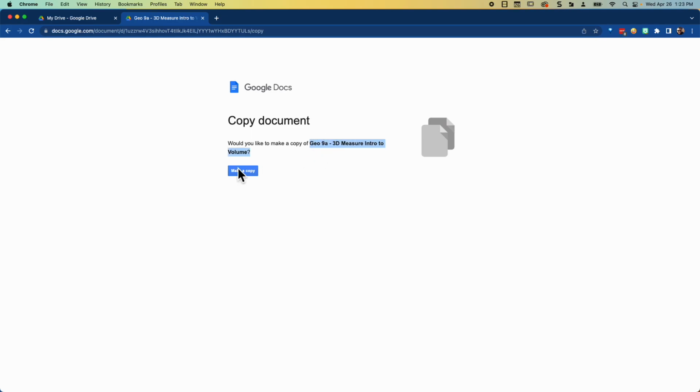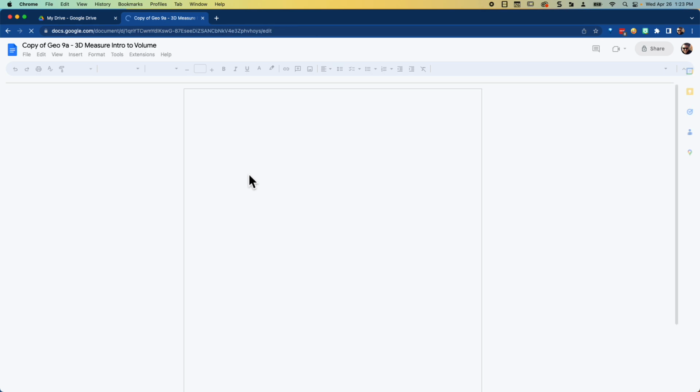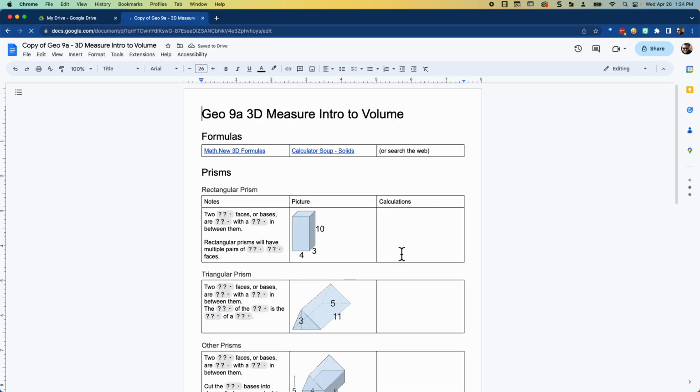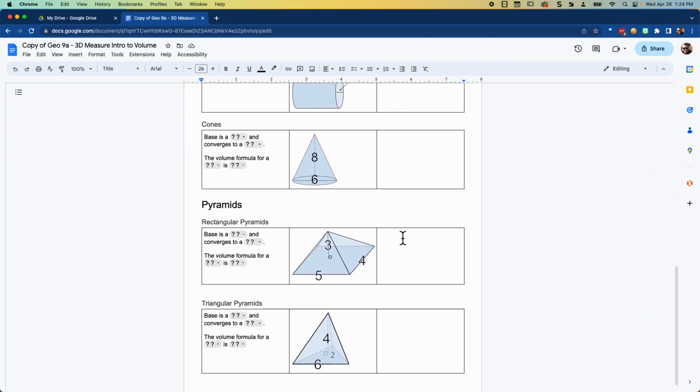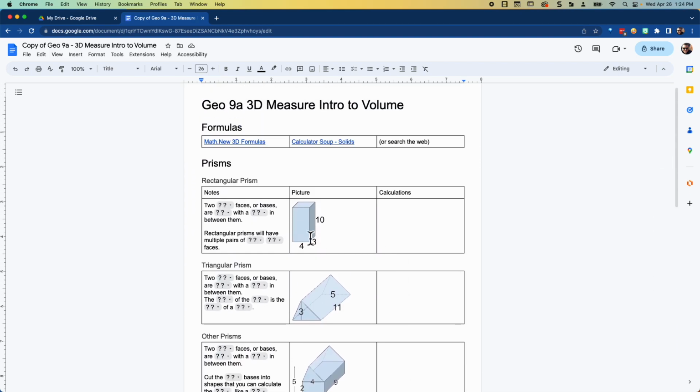Welcome. We're going to be going through the notes for an introduction to volume here. So let's take a look at some of these shapes and how to calculate their volumes. The first one, we have this picture here, and this would be a rectangular prism.